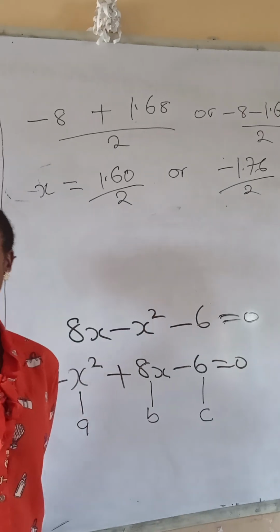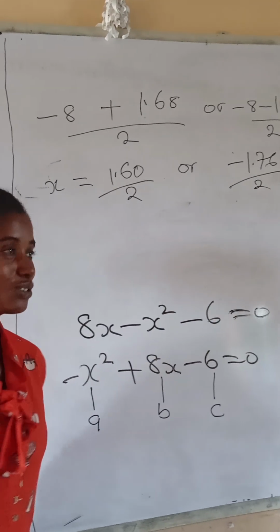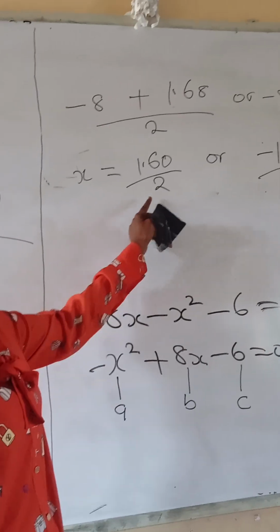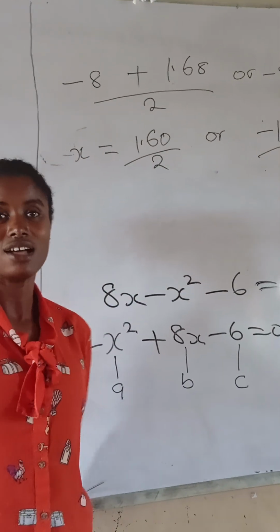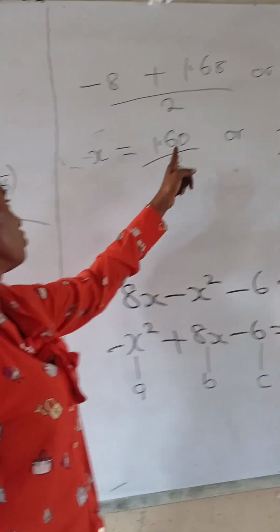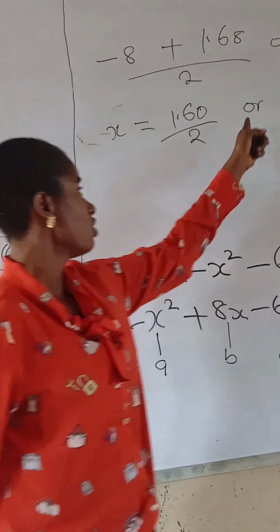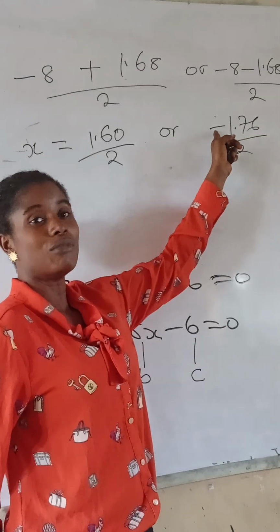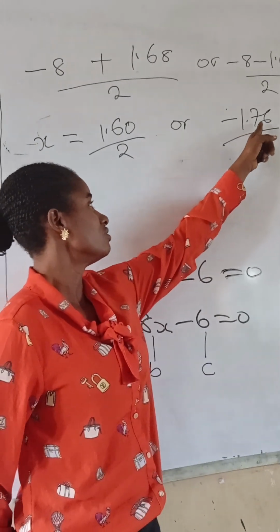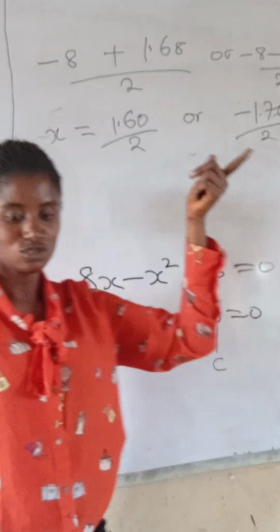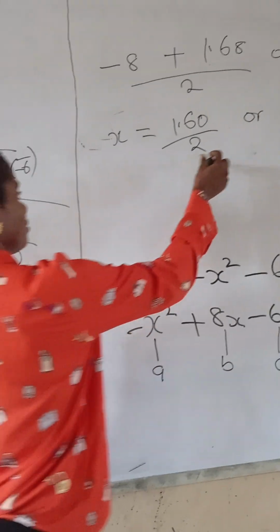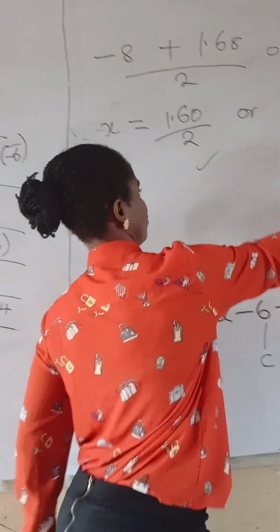In case you are working and you don't have a calculator, at the end of the day, you can decide to leave your answer like this: x is equal to the first value divided by 2, or x is equal to the second value divided by 2. This is the final answer.